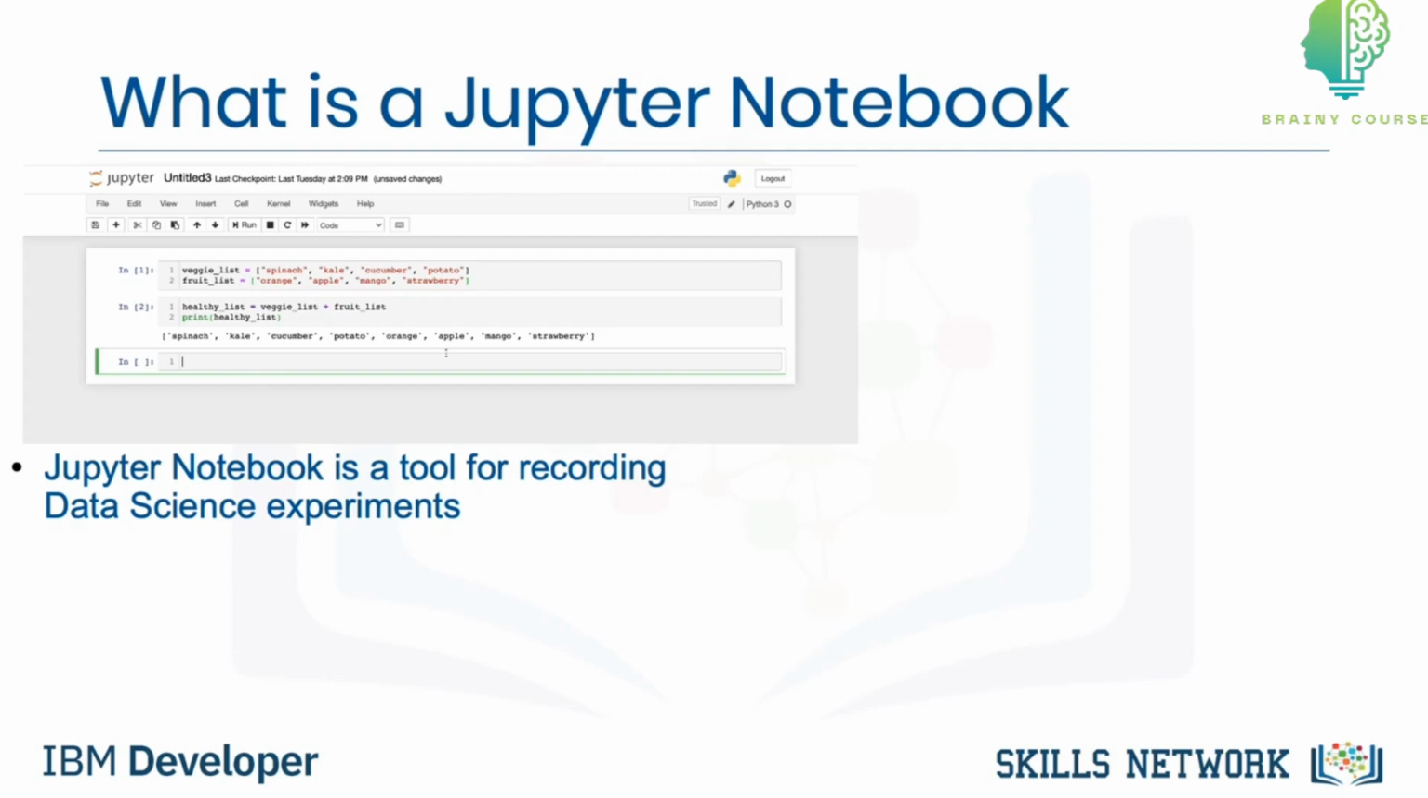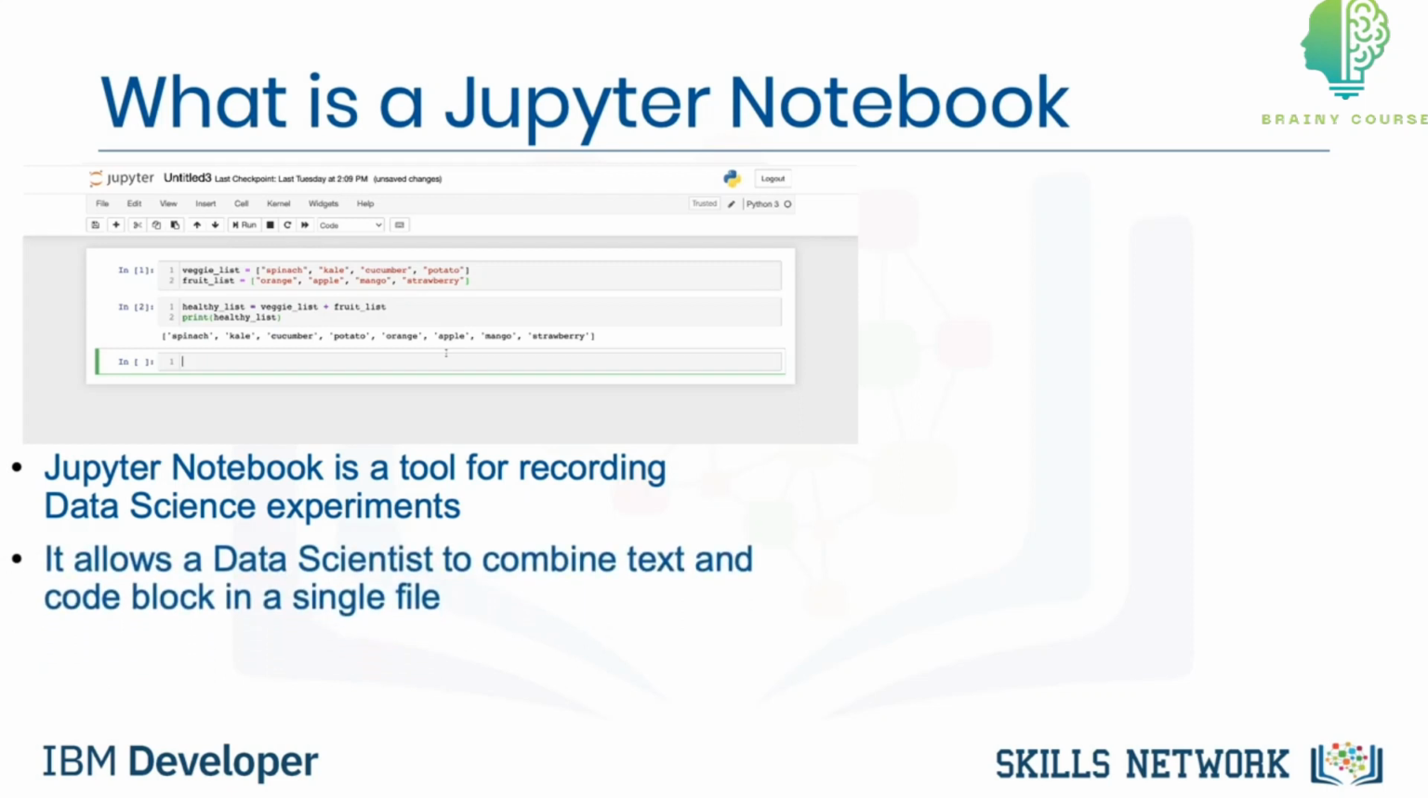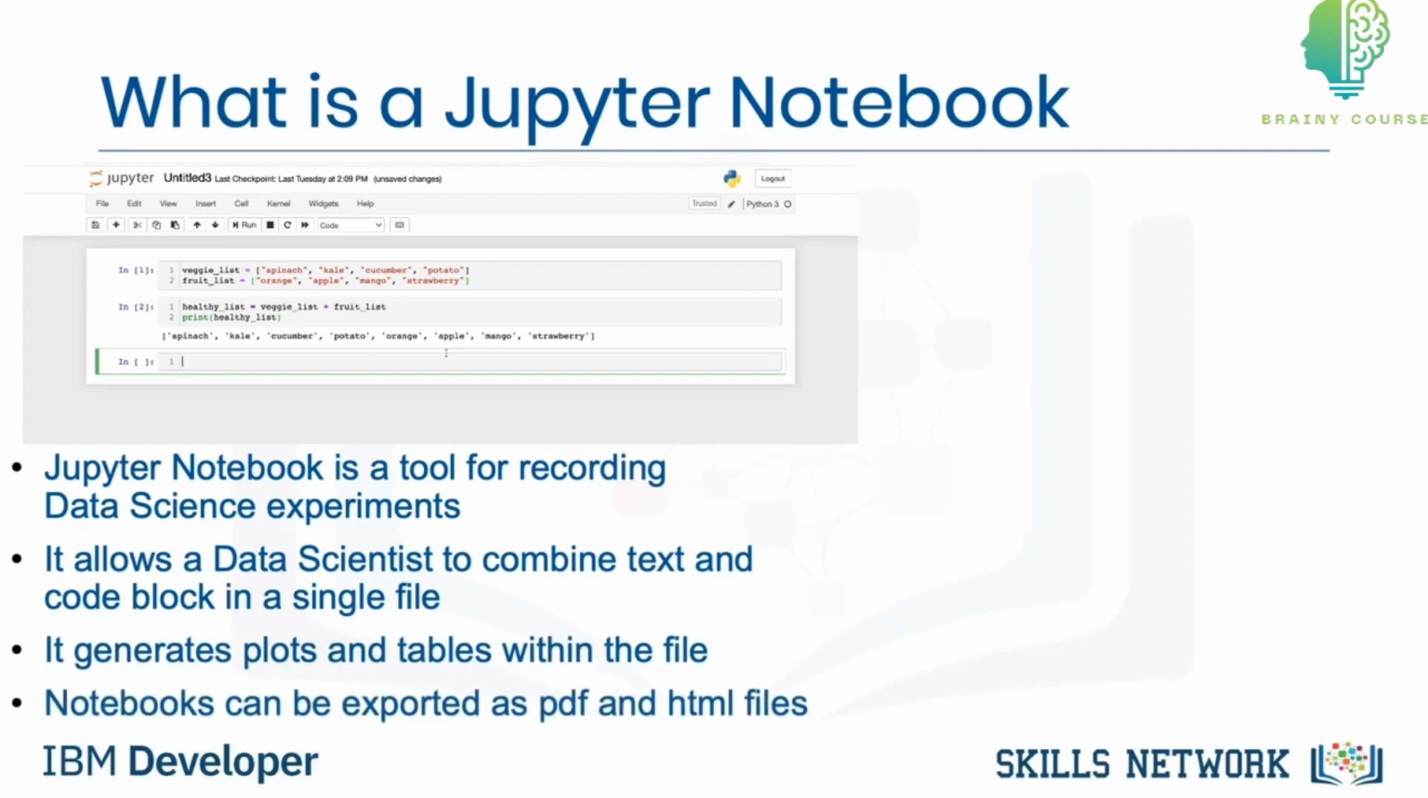Similarly, a Jupyter Notebook allows a data scientist to record their data experiments, their results, and allows for the same experiment to be used and repeated by anyone. A Jupyter Notebook file allows data scientists to combine descriptive text, code blocks, and code output in a single file. When you run the code, it generates the outputs, including plots and tables, within the notebook file. And you can then export the notebook to a PDF or HTML file that can then be shared with anyone.